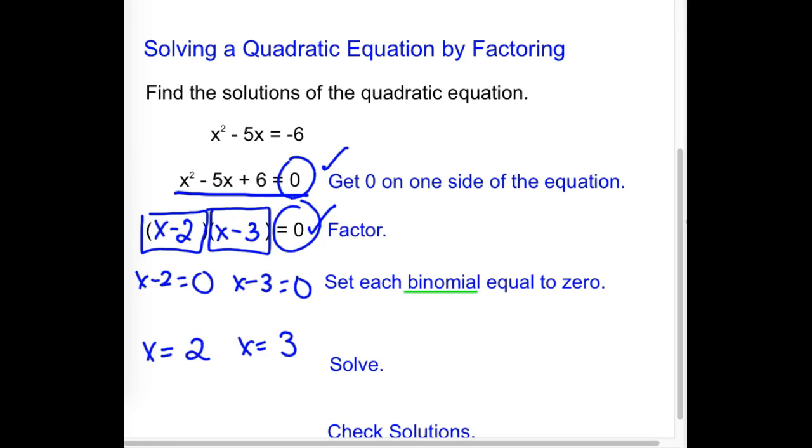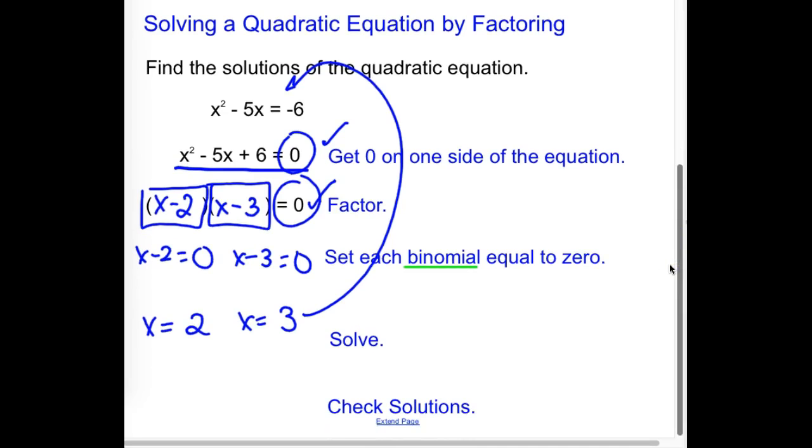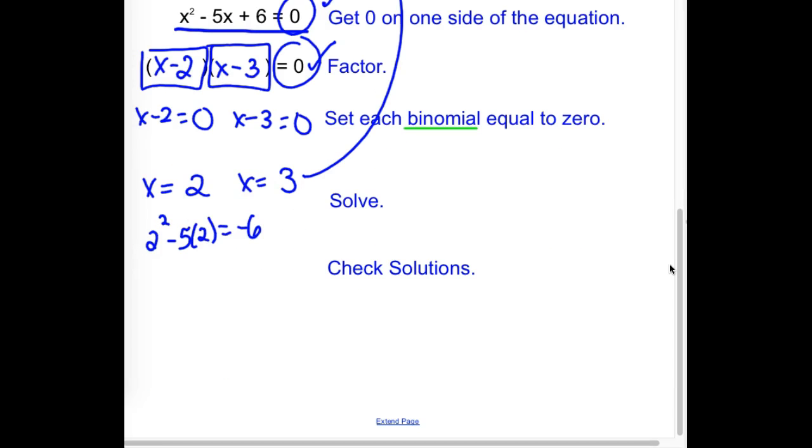We have to make sure and plug them back into the original equation when we do our checking. All right, so let's check the 2. That means that 2 squared minus 5 times 2 should end up being negative 6. Does that work? 2 squared would be 4 minus 10. That works? Okay.